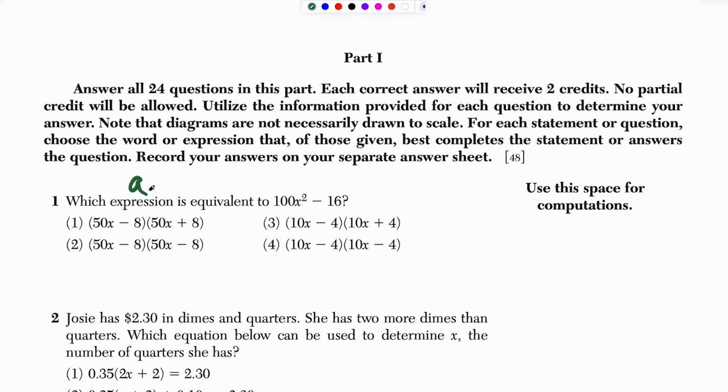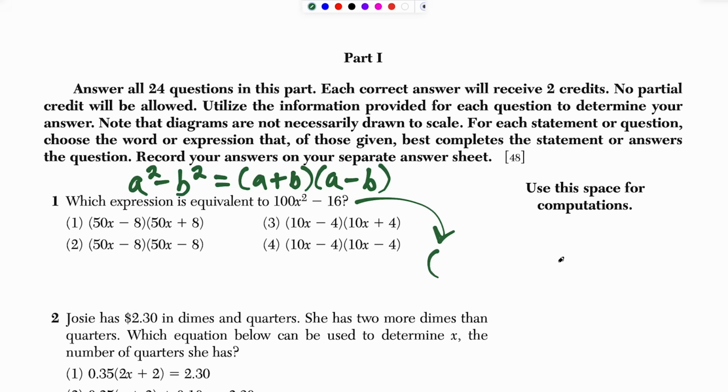So for this one, if we're doing this algebraically, we have to know a difference of 2 squares. When we have a squared minus b squared, this factors nicely to a plus b times a minus b. So for this one, when I look at 100, I say 100 is a perfect square. The square root of 100 is equal to 10. So I just start breaking this down piece by piece.